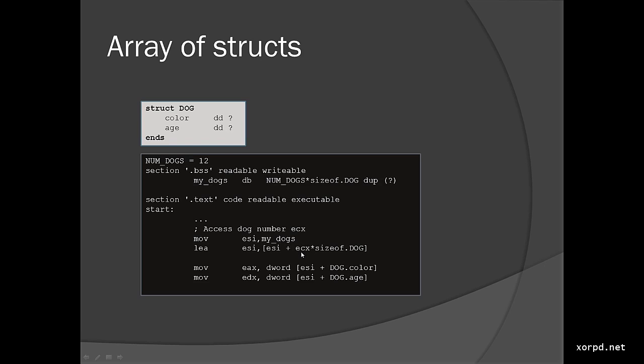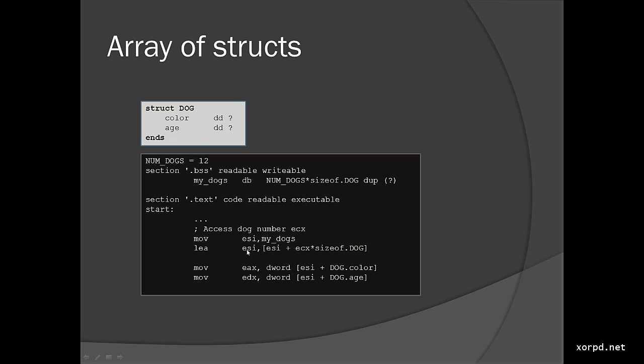So we get the resulting address of ESI plus 1 times size of dog. If we want to access the second dog, we have to assume ECX equals 1, which means that the resulting address is going to be ESI plus 1 times size of dog, which is going to be my dog's label plus 1 times 8, which is just the my dog's label plus 8, which is the location of the next dog, because the first one takes exactly 8 bytes. So the next one is going to begin from my dog's plus 8.